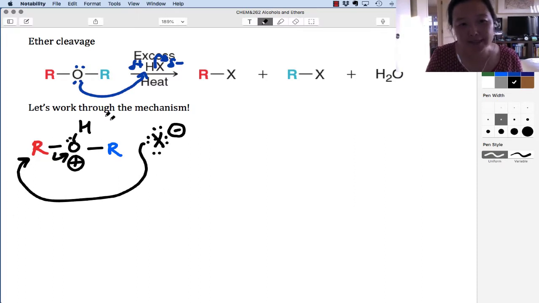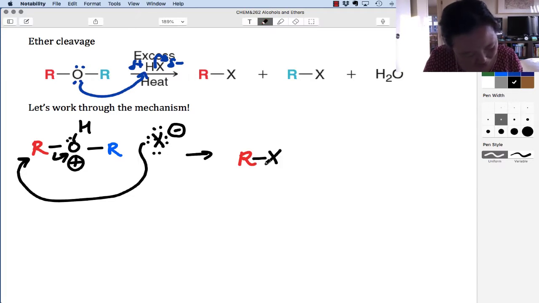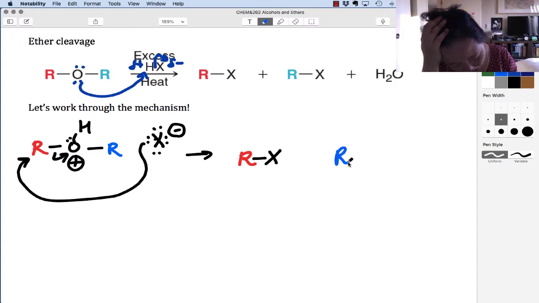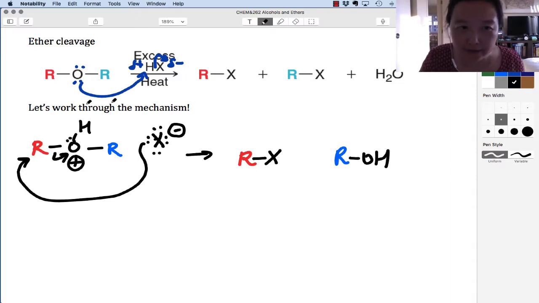Backside attack, release a good leaving group. Basically it's just SN2 reactions, which you already know about. That will give us an alkyl halide. This guy, see, that's how we got that. And then we'll have this leaving group here, the ROH group. This is an alcohol. This is called ether cleavage because we're choosing to break one of these bonds.